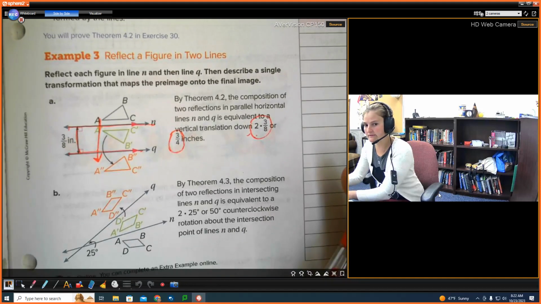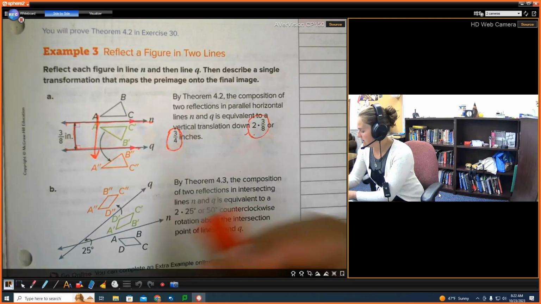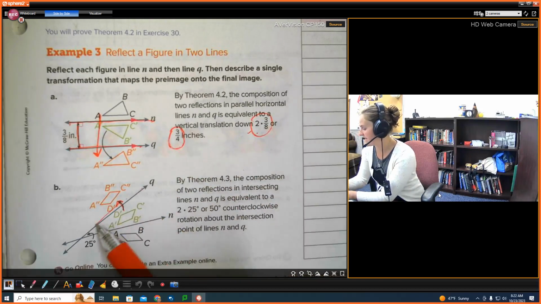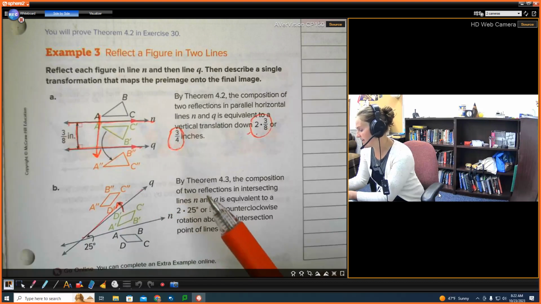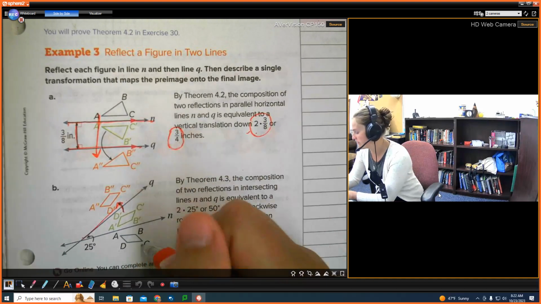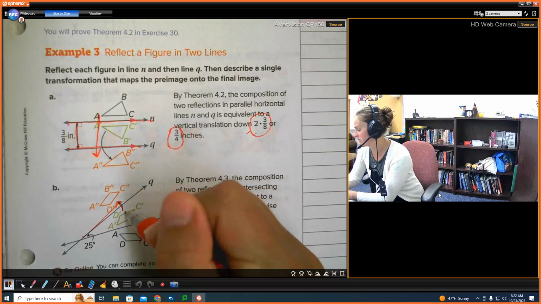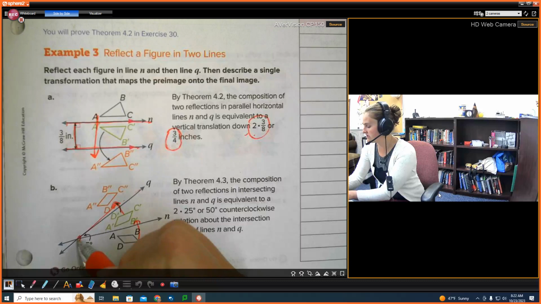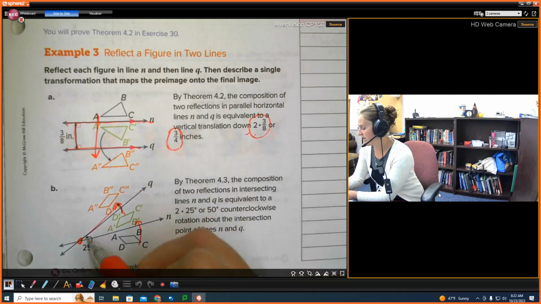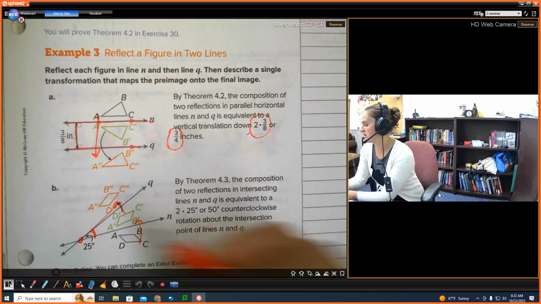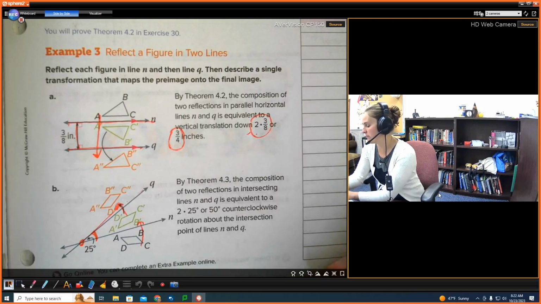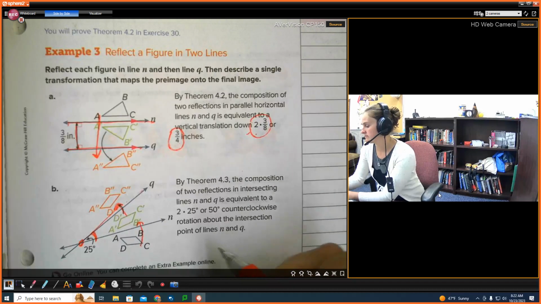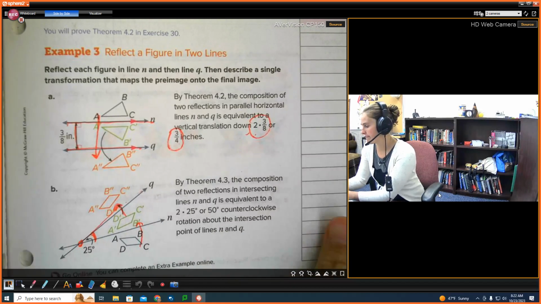Okay, and then the second one. So if this is reflecting over this line, it's first reflected over this line, and then it's reflected over this line. It's actually rotating around the point of intersection here. And it's rotating twice the angle measure. So what would be the angle measure of the full rotation? 50 degrees. Okay.